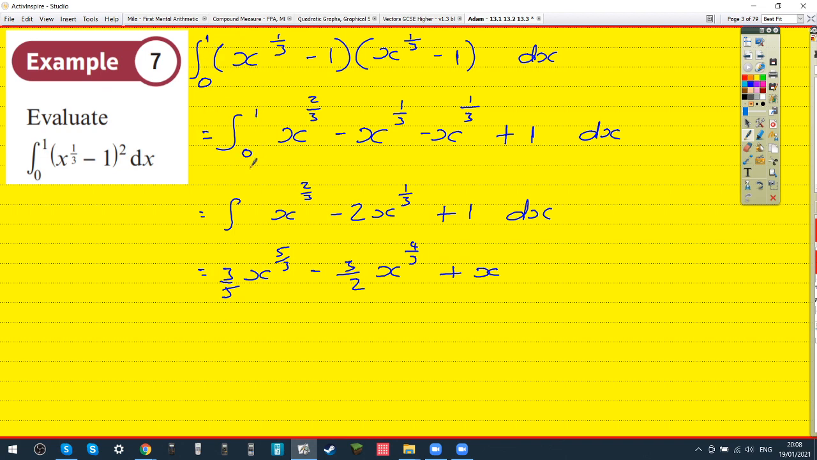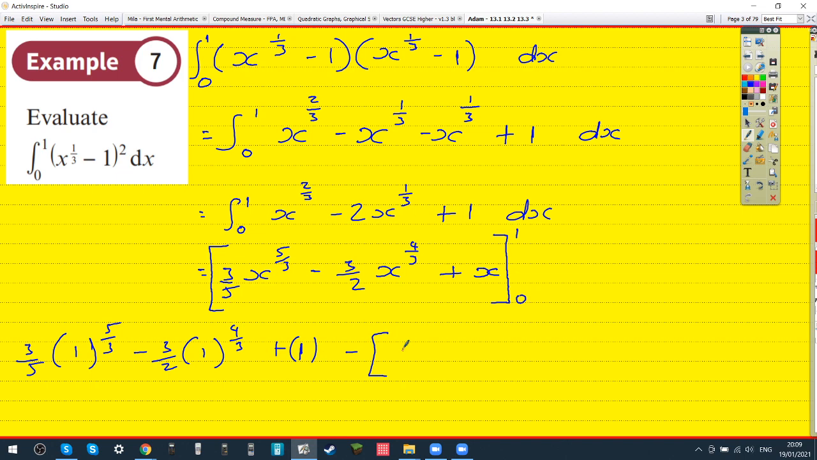Between 1 and 0, and I put them in square brackets at this stage, 1 at the top, 0 at the bottom. Sub 1 for x, and then subtract your answer when x is 0, sub 0 for x. Okay. So we sub 1 for x, and then we take away what we get when we sub 0 for x. And we'll explain why in a second.